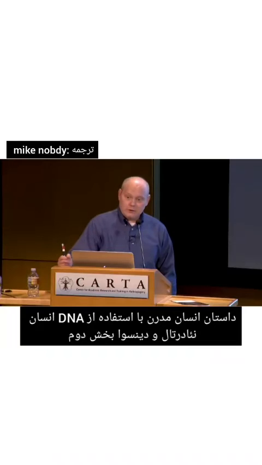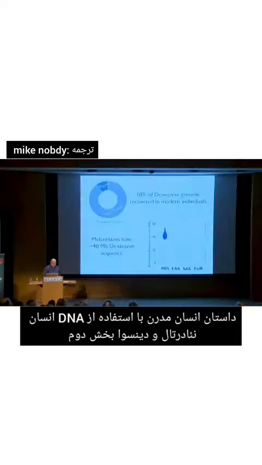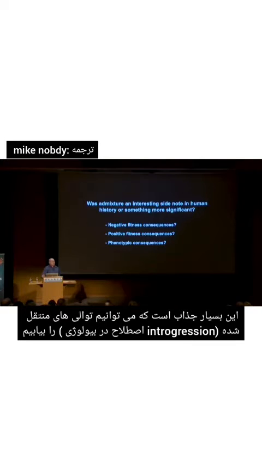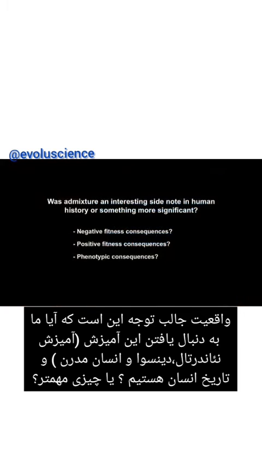that we're looking for Neanderthal sequence in. So in fact, there's a lot more of the Denisovan genome to be found. So that's interesting. We can identify introgressed sequence. But really what we're interested in is understanding whether admixture was just an interesting side note to human history, or was it something more significant?